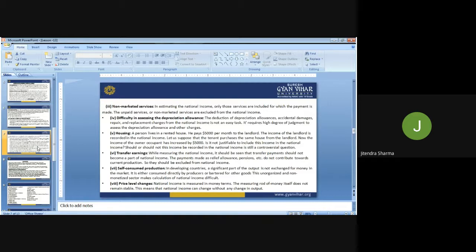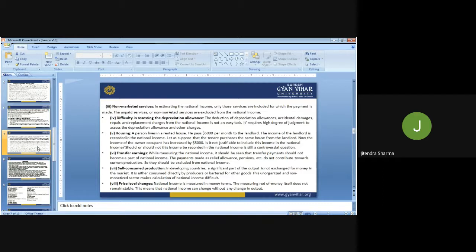Then the transfer earnings. While measuring the national income, it should seem that transfer payments should not become a part of national income. Payments made as a relief allowance, pension, etc., do not contribute towards the current production, so they should be excluded from the national income, because those pensioners are not contributing right now; whatever pension they are given is just a contribution from the past. So this income cannot be included in the national income. But if by mistake we add this income into the national income, then we cannot have the correct assessment.